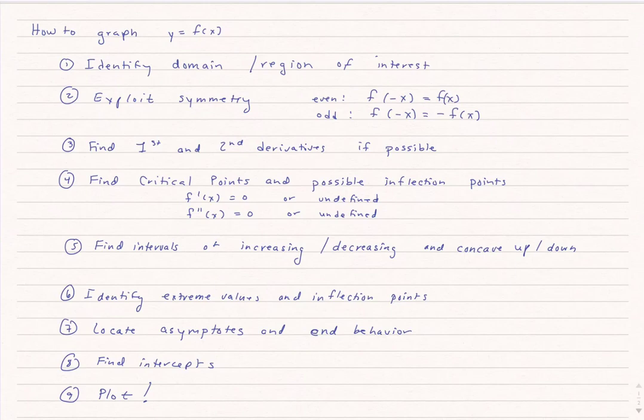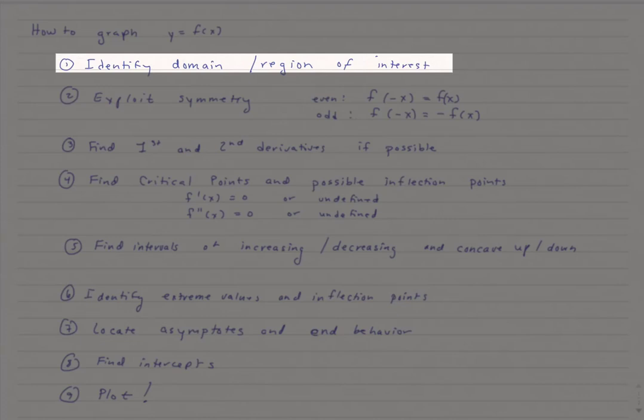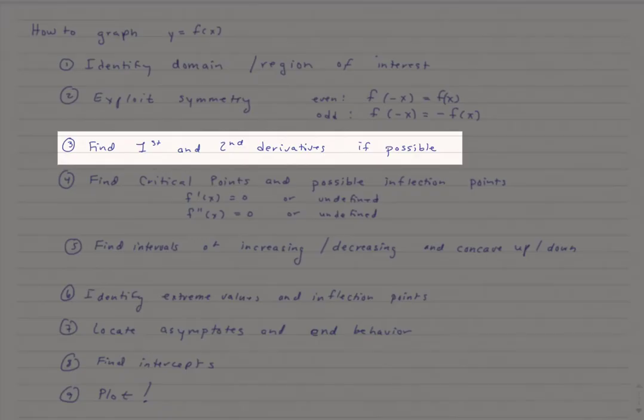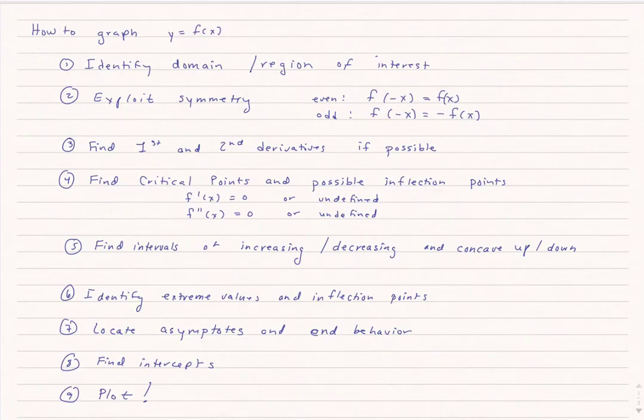Let's put this all together to talk about how to graph a function y equals f of x. First of all, you're going to identify the domain and the region of interest. You're going to exploit symmetry if possible, looking for even and odd functions. You'll calculate the first and second derivatives, if possible. Sometimes the second derivatives are difficult to find.